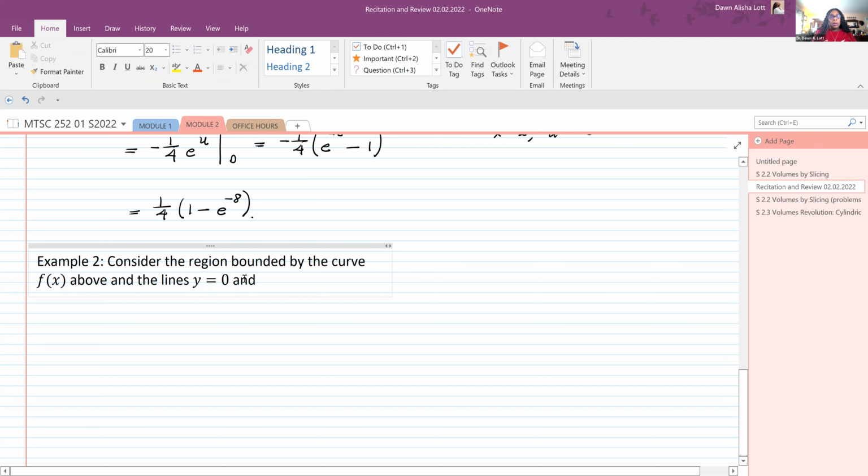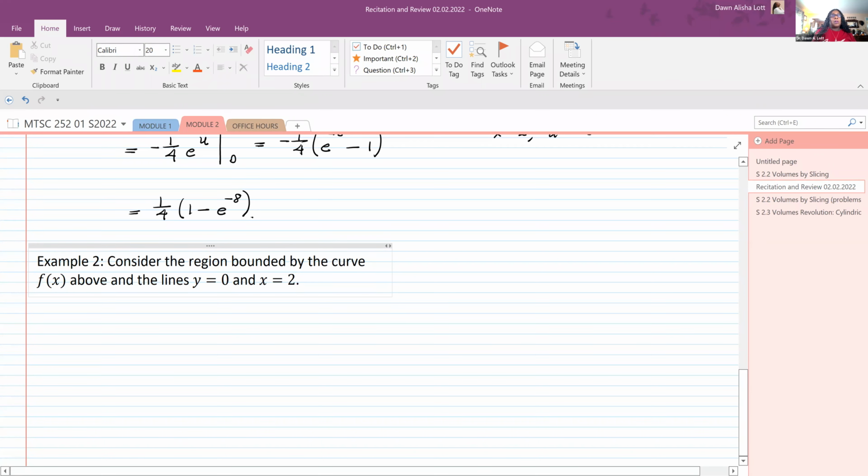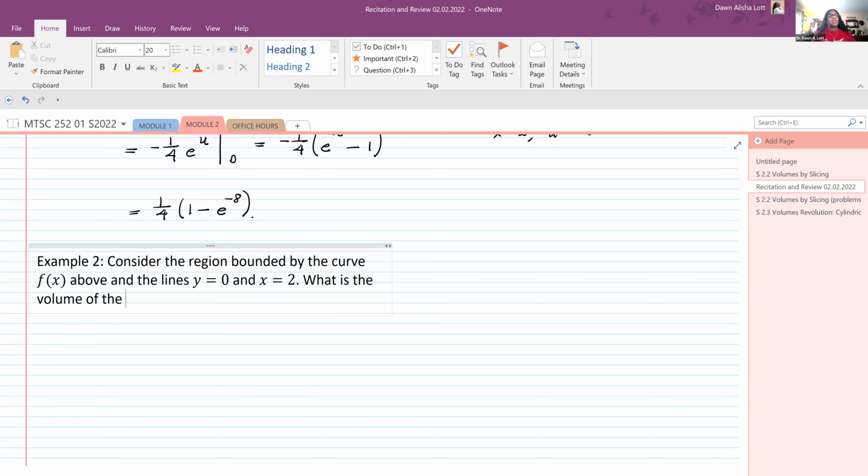And x equals 2. Okay. What is the volume of the solid generated by revolving the region about the y-axis?